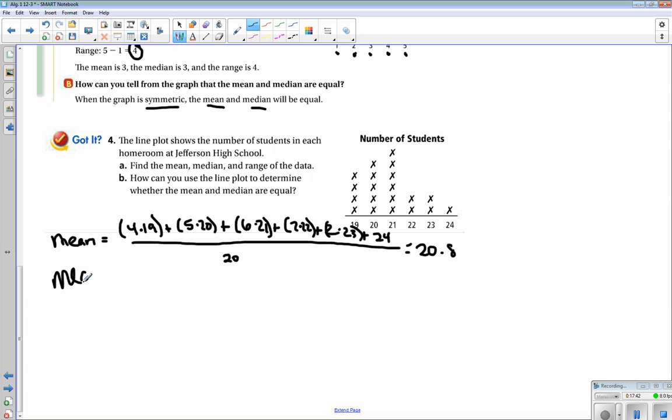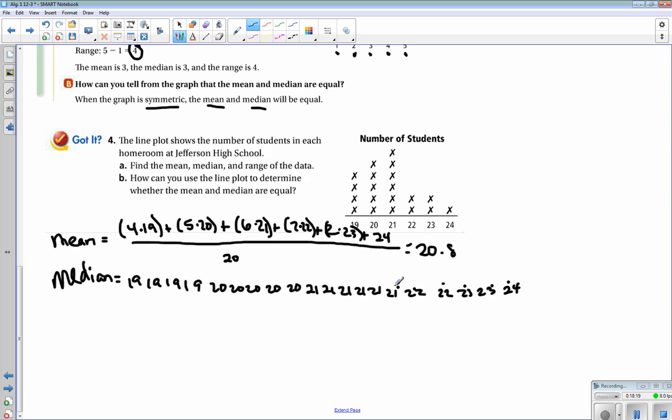The median is when you write all the numbers down: 20, 20, 20, 21, 6 times, 22 twice, 23 twice, and 24 once. If I have 20 data values, then I go 1, 2, 3, 4, 6, 7, 8, 9, 10. So the median is between 21 and 21. When I add those together and divide by 2, I get 21.